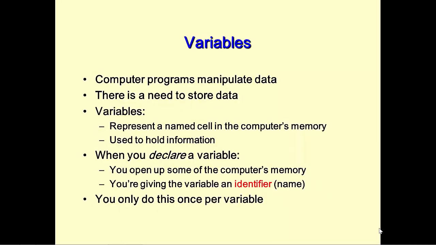So what is a variable? Well, we know that computer programs have to manipulate data in some way. That's its purpose. And so we have to store this data somewhere. So a variable really represents a named cell in the computer's memory, and it's going to be used to hold information. So when we declare a variable, what we're really saying is that we want to open up a chunk of the computer's memory, and then we want to give it a name, which in computer science we call an identifier. Realize one of the common mistakes that beginners make is that they try to do this multiple times, but we really only have to do this once per variable that we're trying to create.